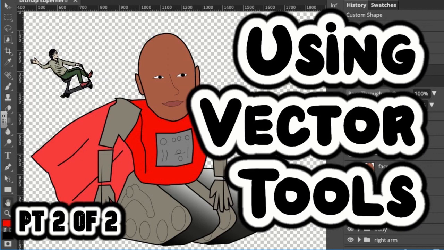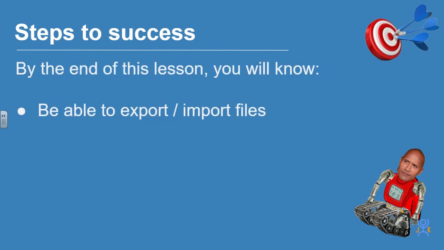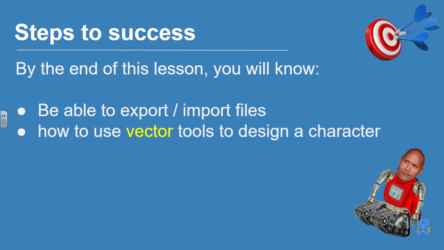Welcome to the second part of the Using Vector Tools lesson. In this lesson I'm going to show you how to take your bitmap image of your superhero and turn it into a vector image using Photopea. So let's do it. By the end of this lesson you will know how to export and import files, so export out of Pixlr, exporting the bitmap image and importing into Photopea, and be able to use vector tools to design a character. That's the plan.